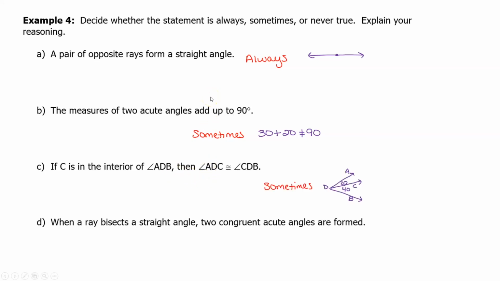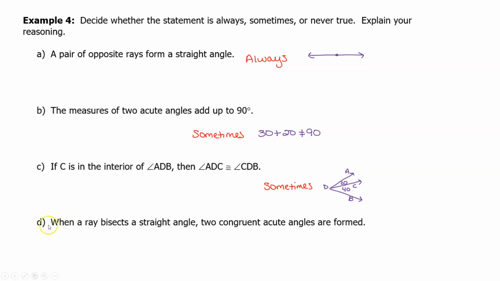So the answer is sometimes. If you put C anywhere on the interior, that doesn't mean exactly in the middle. It just means somewhere on the interior. So you could have the angles not be congruent, or they could be congruent, right? You can have an example where it's 30 and 30, but sometimes they're not congruent. So this would be sometimes.